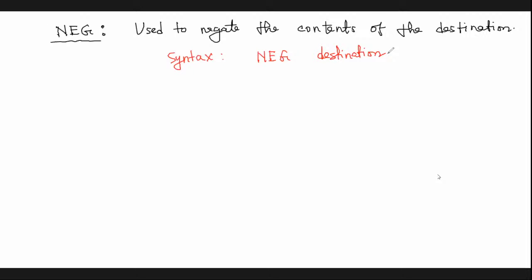Okay, so what will be the destination? Destination will be register, number, or what? What do you think? Or memory location? Destination will be a register or number or memory location. What will be destination? Can you say? Anyone? Destination will be register, number, or memory location. What will be destination? Say.